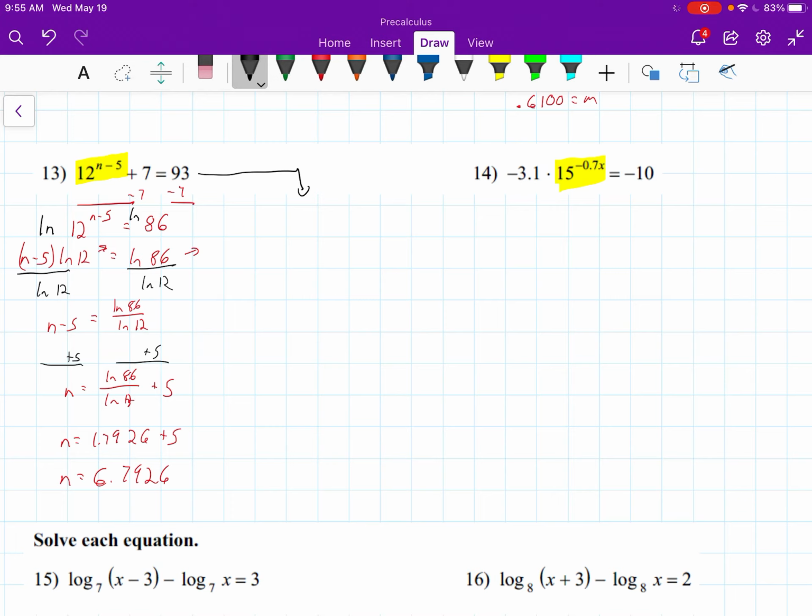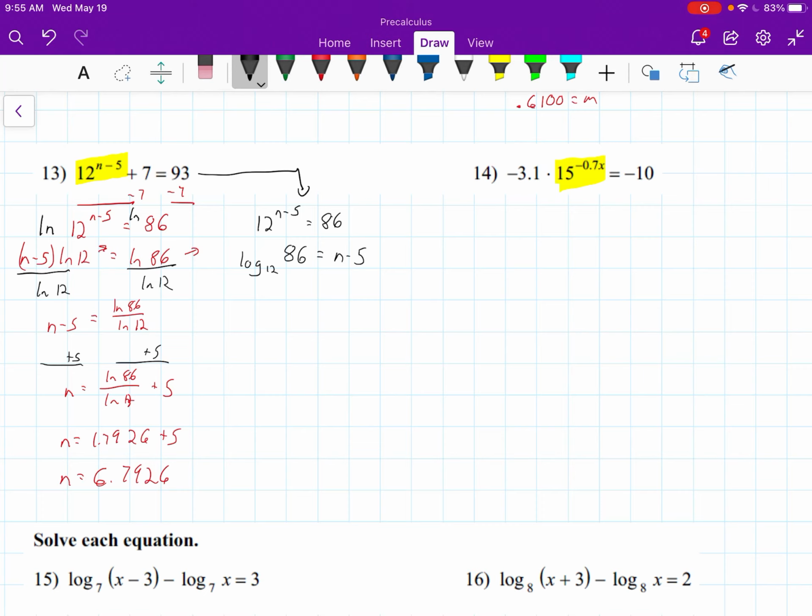The other thing we could have done, I mentioned there was two ways to do this, was, sorry, not from there, actually. Well, yeah, let's do that. We'll still subtract 7 from both sides, so we have 12 to the n minus 5 equals 86. We could actually change this to log form. This is log base 12 of 86 equals n minus 5.